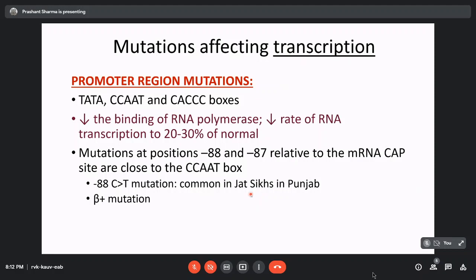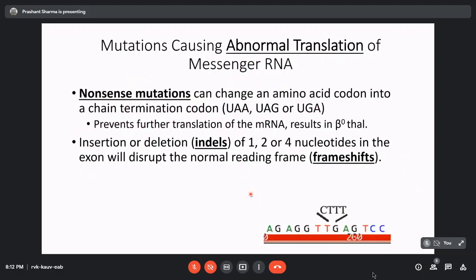It wasn't there in the top 5 list that I had shown you earlier. Okay. Then there can be mutations that cause abnormal translation of messenger RNA. These are usually nonsense mutations that can change an amino acid codon into a chain termination codon. And obviously, these are the 3 nonsense or stop codons. So that is not going to be a nice thing to happen because your protein is going to stop abruptly. And this prevents further translation of the mRNA and results in beta naught thalassemia.